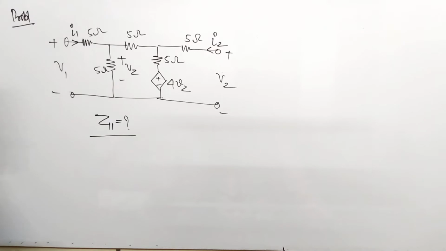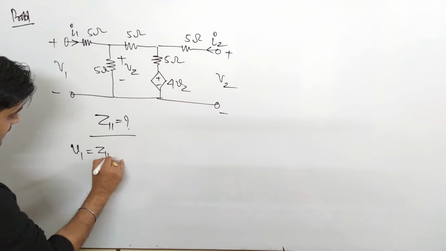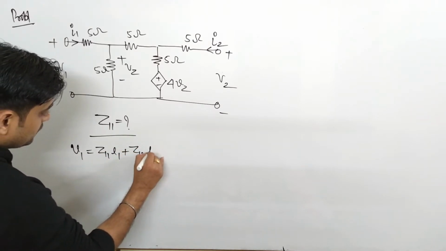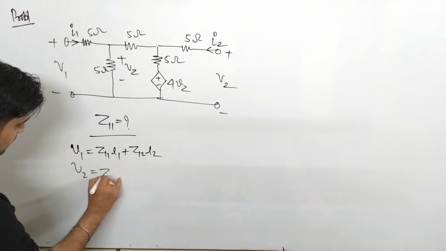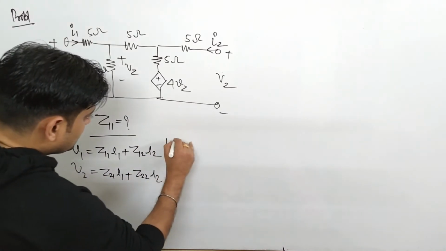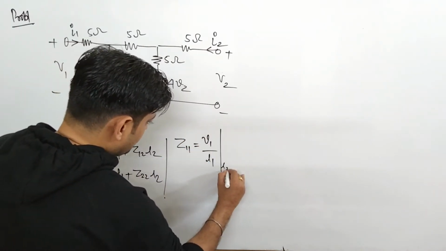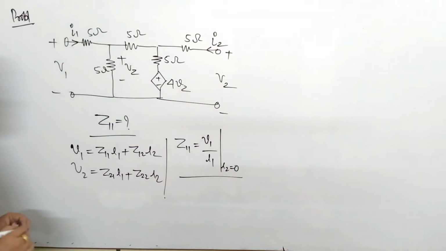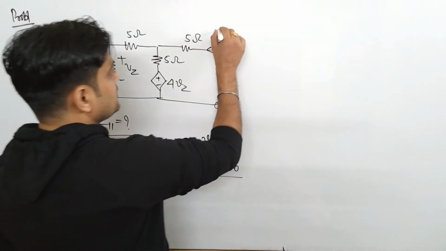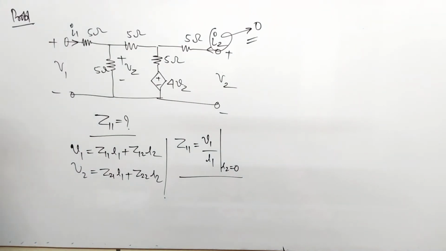So how will you find the value of Z11? Before going for that, you must remember V1 is Z11 I1 plus Z12 I2 and V2 is Z21 I1 plus Z22 I2. From here you can say that the value of Z11 is V1 by I1 when I2 is 0. So you have to find Z11 when I2 is 0. Then only you can find the value of Z11. So we will see how we find it.